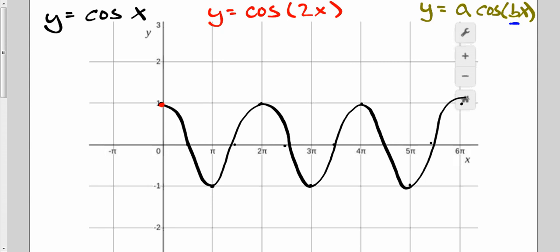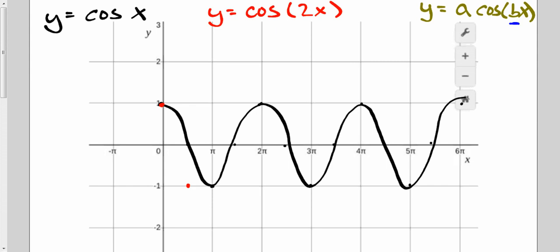Now I'm going to do pi over 2. When x is pi over 2, 2 times pi over 2 is pi. And cosine of pi is -1. Okay? So now I'm going to put at pi over 2, my value is -1. All right?